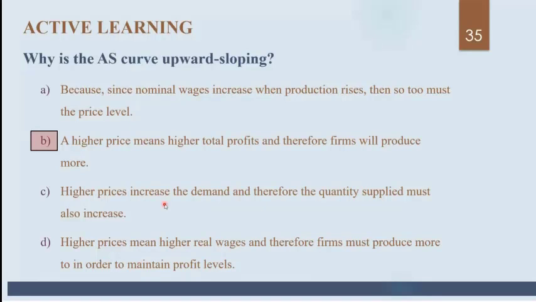Now, the other ones don't really make sense. So A, it says since nominal wages increase when production rises, then so too must the price. Well, that doesn't really make any sense. Higher prices increase then. Since when do higher prices increase demand? So that doesn't make sense. Higher prices mean higher real wages. It's actually the opposite. Your real wage would be lower if prices rise.